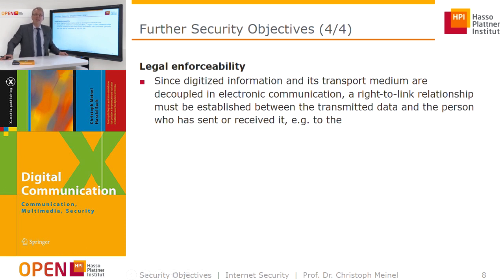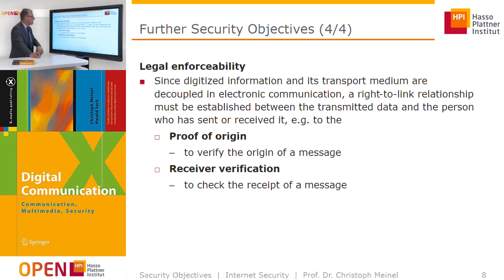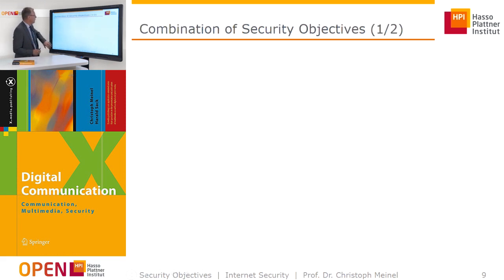A right to link relationship must be established between the transmitted data and the person who has sent or received it, for example, the proof of origin, to verify that the message exactly came from this person or this party. The receiver verification checks whether the message was received, for example, to perform some important messages, sign a contract or accept a purchase or other things. So this is legal enforcement.